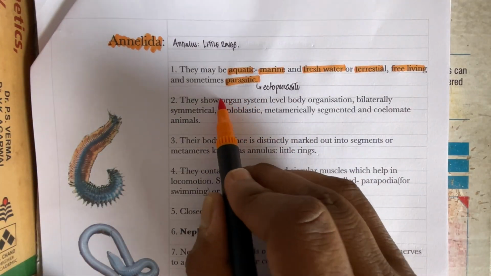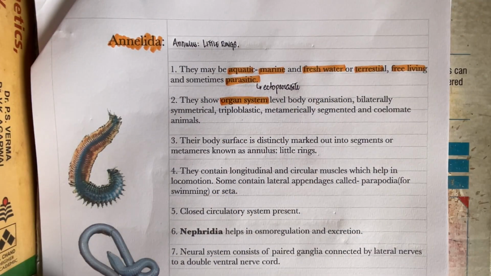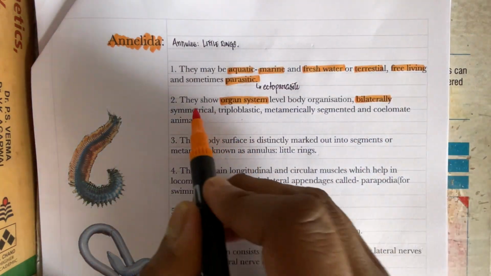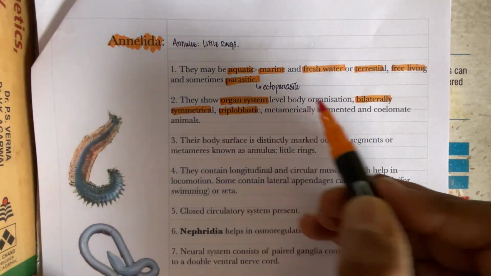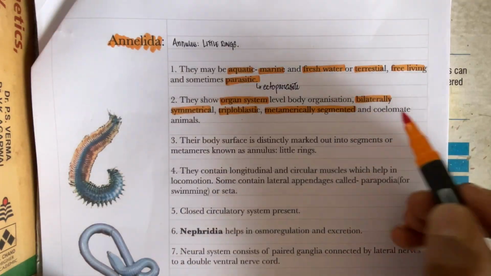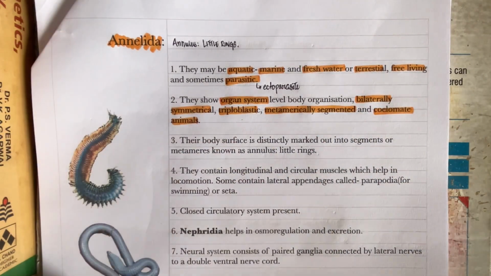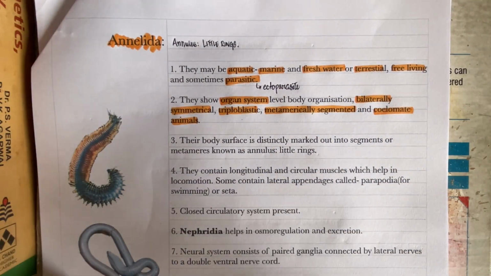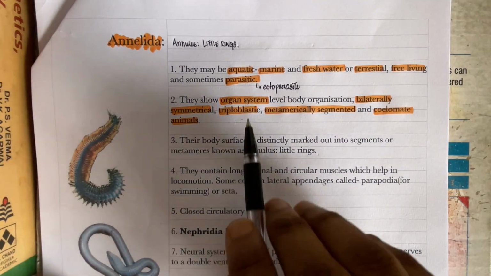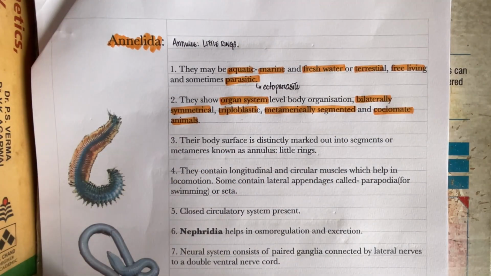What level of organization do they show? They show organ system level organization. They are bilaterally symmetrical. They are triploblastic in nature. They are metamerically segmented and coelomate animals. Very important. You know about organ system level organization, bilateral symmetry, triploblastic, and what it means to be a coelomate organism. What is the meaning of the term metamerically segmented? It means their body is made up of many segments which are joined to one another. We can distinctly see the segments in their body.